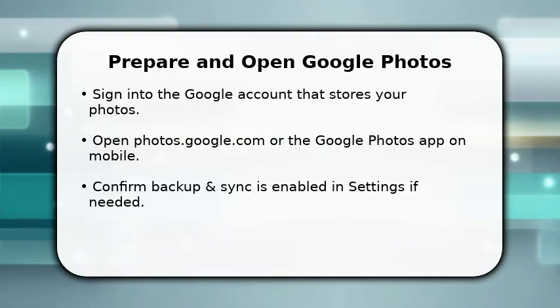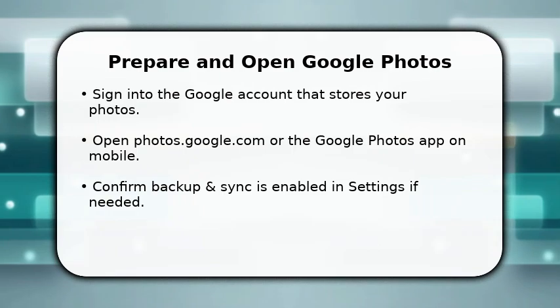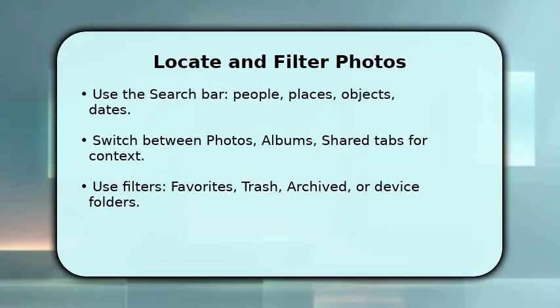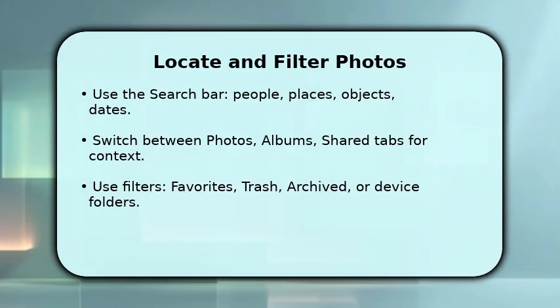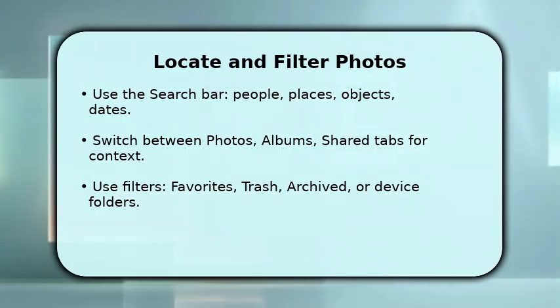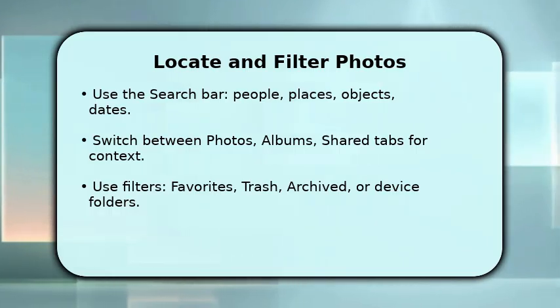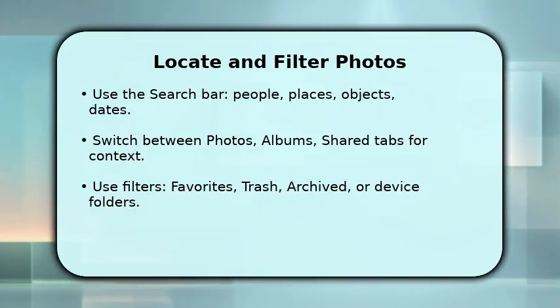Now that you're in the right account, move to locating photos efficiently with albums and search. You'll now narrow down images. Use the search bar to type people's names, places, or objects. Google Photos recognizes faces and scenes, so it's often faster than scrolling. Make sure to switch among photos, albums, and shared so you don't miss collaborative or archived content. Once you find a set, use filters like favorites, archived, or device folders to isolate what you need.